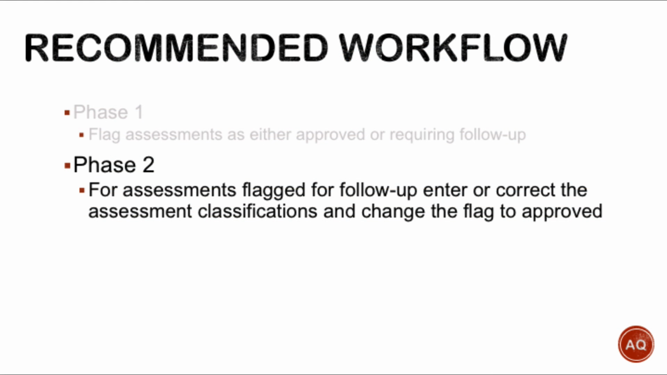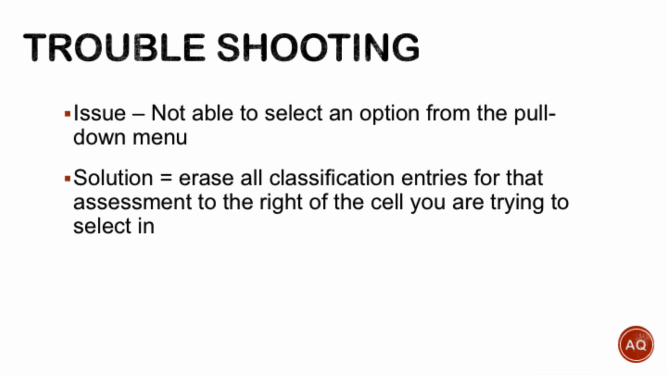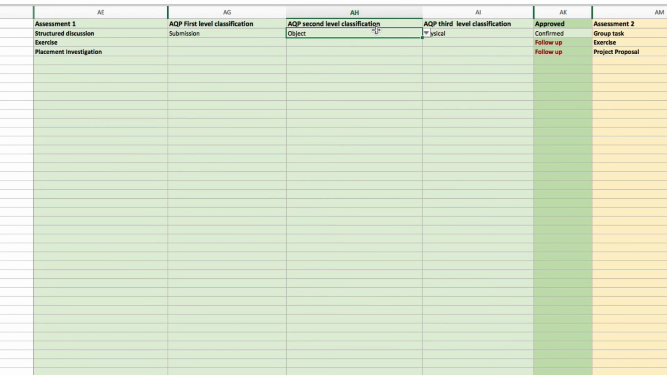Repeat the steps in Phase 2 until all units are listed as confirmed in the For Follow-up column. You can refilter as many times as you need to progressively reduce the list, and just focus on the units that require follow-up. If you're not able to select an option from the pull-down menu, the solution is to check that all of the classification columns to the right for that task are blank. So remember to delete the cell values for all classification levels before making corrections.